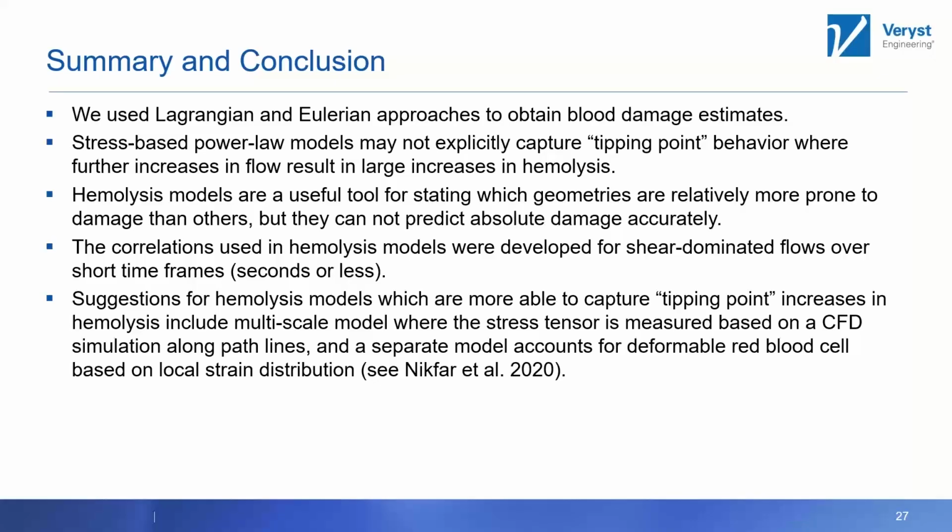We should always remember that the correlations used for hemolysis models are developed for shear dominated flows. Finally, Nick Ware in 2020 proposed a model which might capture this tipping point. This model is a multi-scale model, and it would be very expensive to run, but it has the potential to capture that, where basically the history of red blood cells is captured in the CFD model. Then the result is passed to another model where simulation is done over a red blood cell.